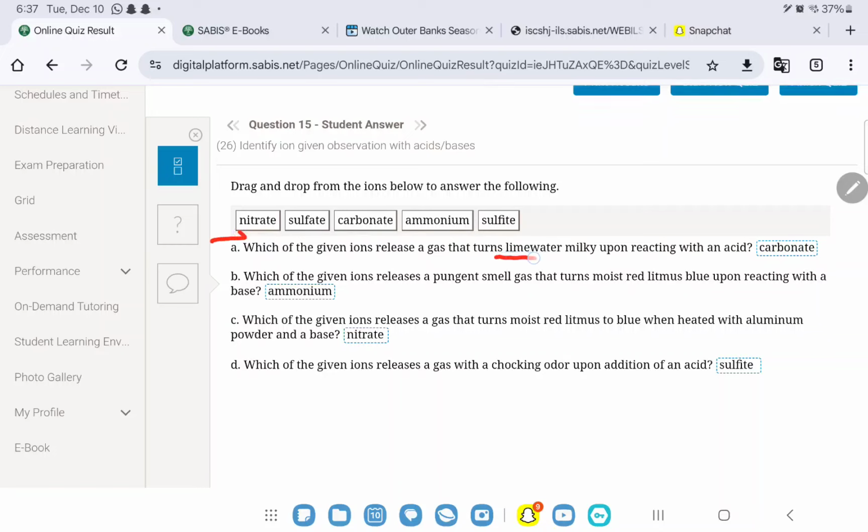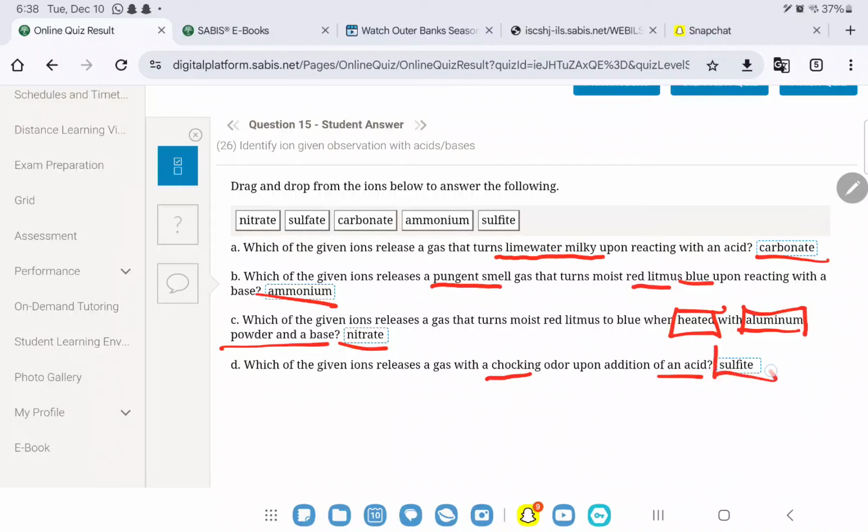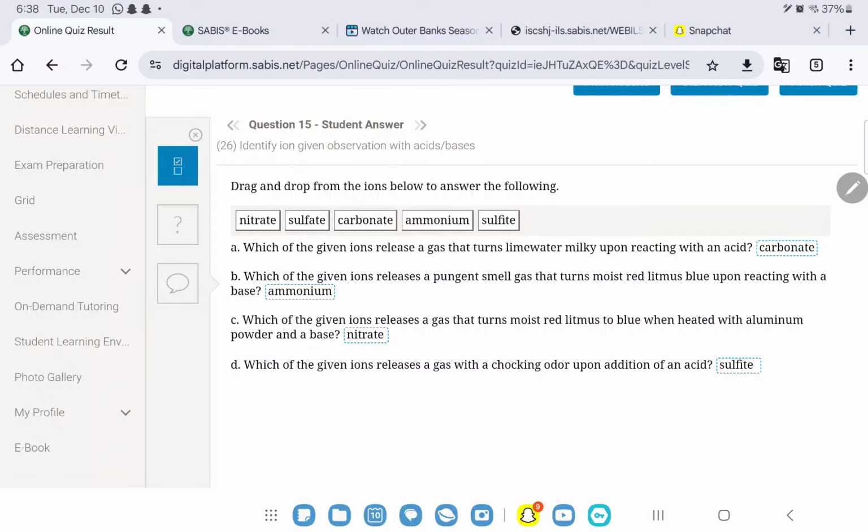Okay, lime water, milky: carbonates. Pungent smell, red litmus turns blue: ammonium. These are the keywords. Whenever you see them, you know your answer. When heated with aluminium powder and a base: nitrate. And a choking odor upon addition of acid is sulfite. Now moving on.